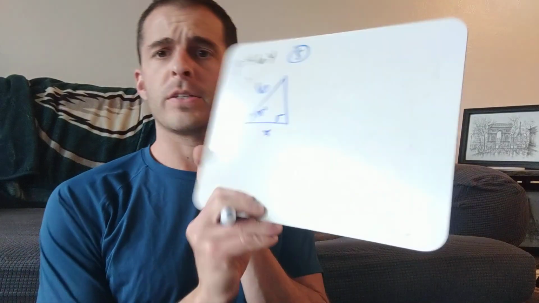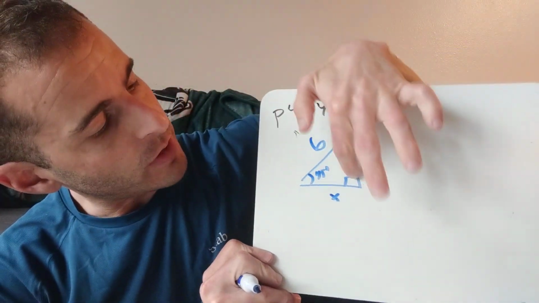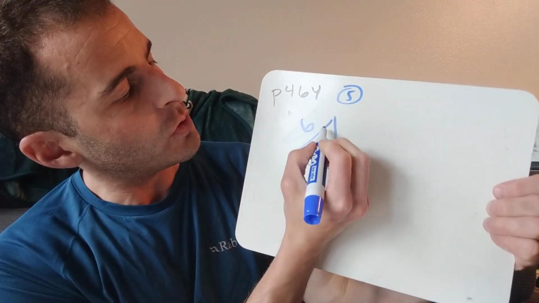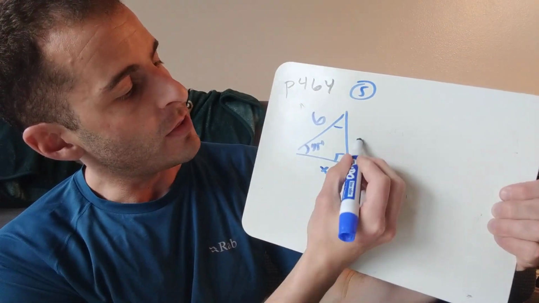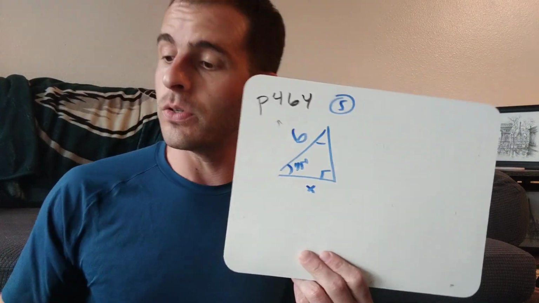They give us a right triangle, and one angle's 45 degrees. Oops. And I'm already getting ahead of myself. They tell us the hypotenuse is 6. Okay, this is the bottom, page 464, number 5. So they give us a right triangle. This is 45 degrees, which means this is 45 degrees. These two are the same. This is our x rad 2 side.